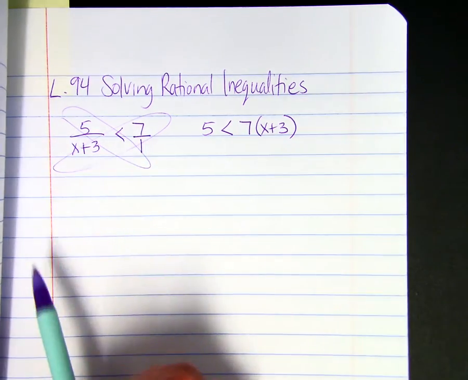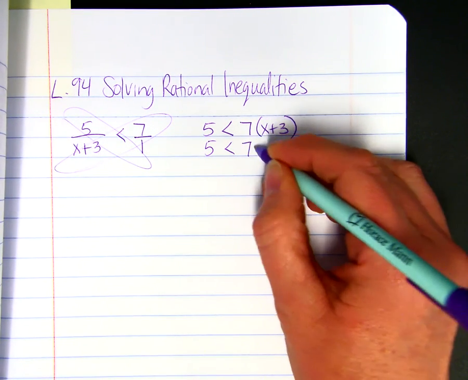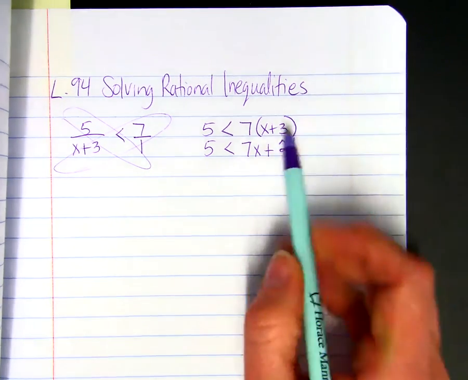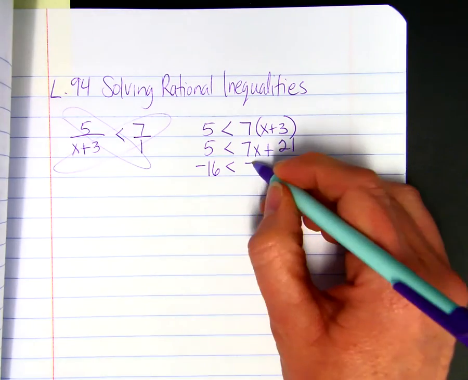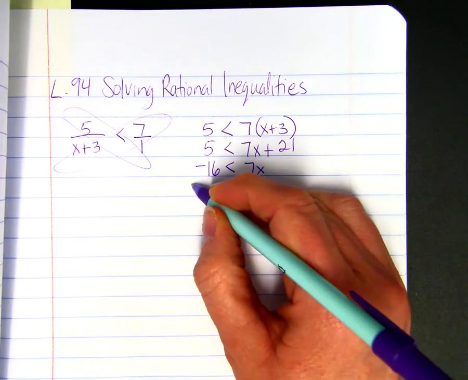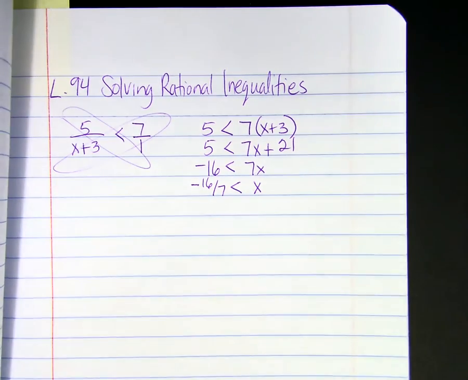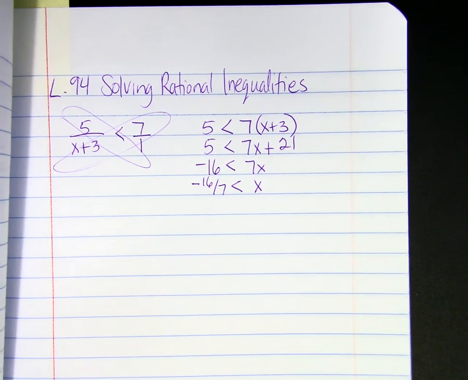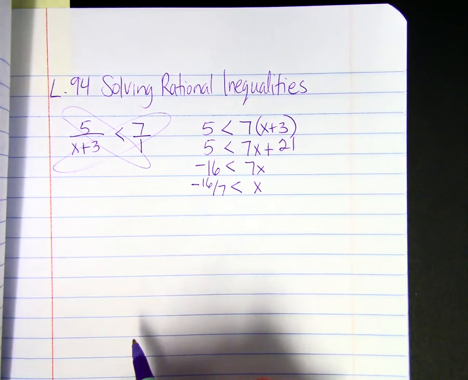So you multiply up. So you get 5 is less than 7x plus 21. And then I can subtract 21 from both sides. Negative 16 is less than 7x. So negative 16 sevenths is less than x. So, case 1. Okay, so x is greater than negative 16 sevenths.